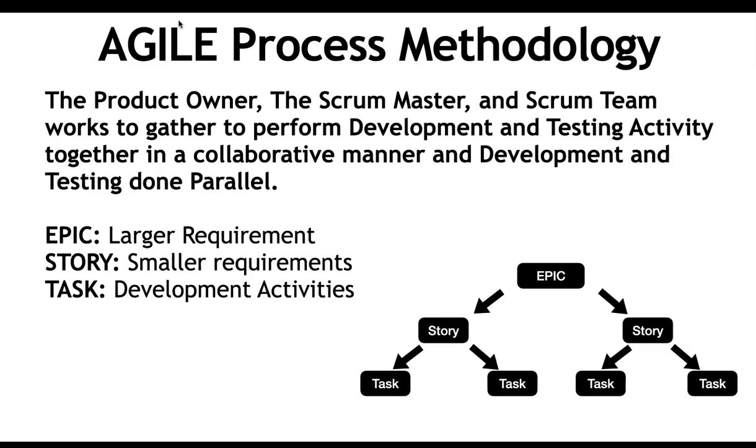First of all, Agile process. I'm just going to give you the high level overview of what exactly the Agile process is. The product owner, the Scrum Master, and the Scrum team work together to perform development and testing activities in a collaborative manner. And the development team and testing team work in parallel.